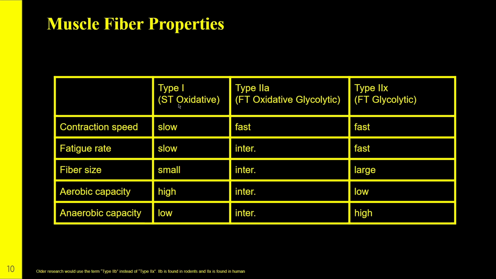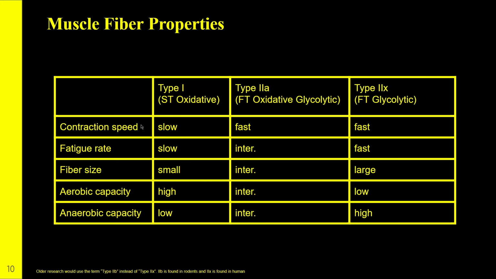We have the type 1, the slow twitch, remember that's the red muscle fiber, and we have the fast twitch, the white muscle fibers. For type 2, we actually have two types. We have type 2A and type 2X. Type 2A is really just a mix of both type 1 and type 2X.